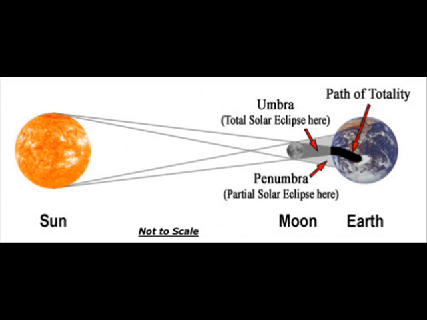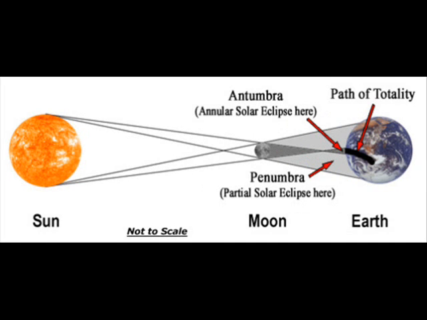The shadows cast by the moon have two parts. One is the darker central region, called the umbra, and another one is the lighter outer region, known as the penumbra. Solar eclipses come in three flavors depending on the distance of the sun and the moon from us, and their positions.